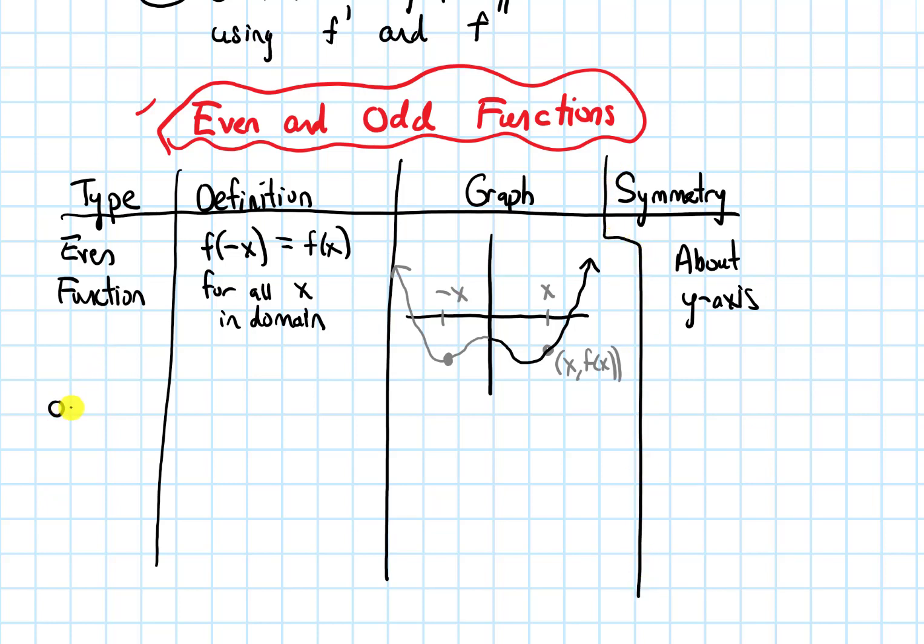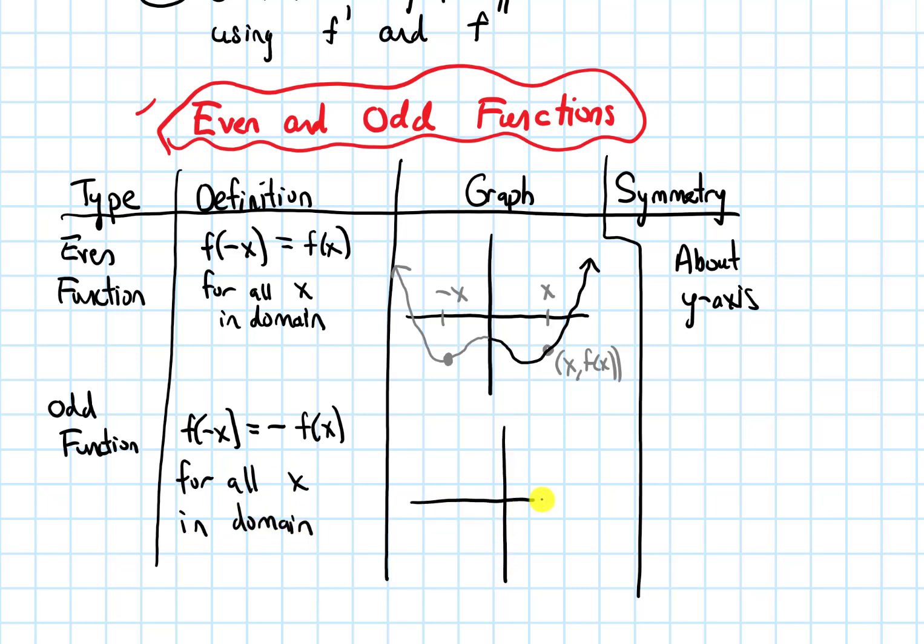Alright, now let's talk about an odd function. So this is a really similar definition. It says f of negative x is equal to the negative of the original function, negative f of x. So this needs to be the case for all values of x in the domain. So with the graph of an odd function, it turns out that they always have to go through the origin. We could actually show that using this definition, but I'm just going to assume that they always go through the origin.